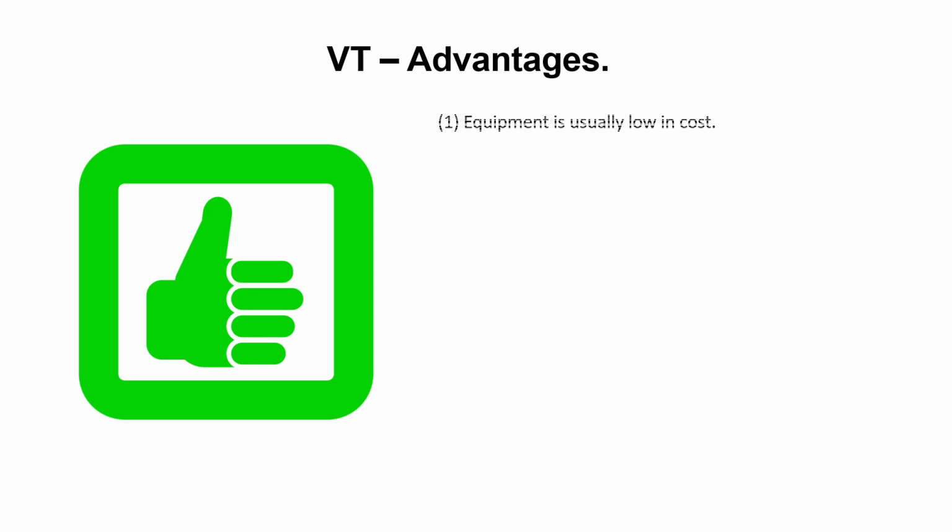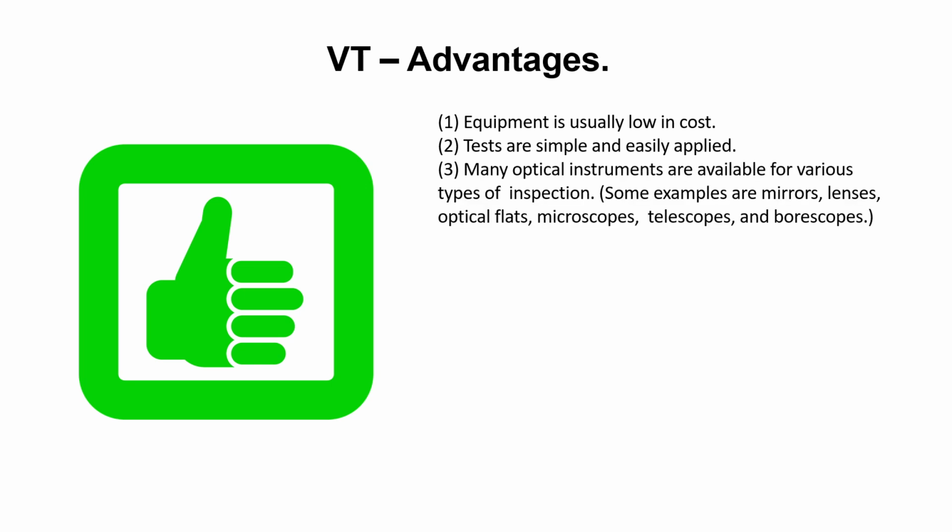So advantages of visual testing: usually low cost. Tests are simple and pretty easy to apply. There are a lot of other optical instruments available for various types of inspections. Mirrors, lenses, microscopes, telescopes, borescopes, whatever. There are a lot of different types of instruments that we could use.